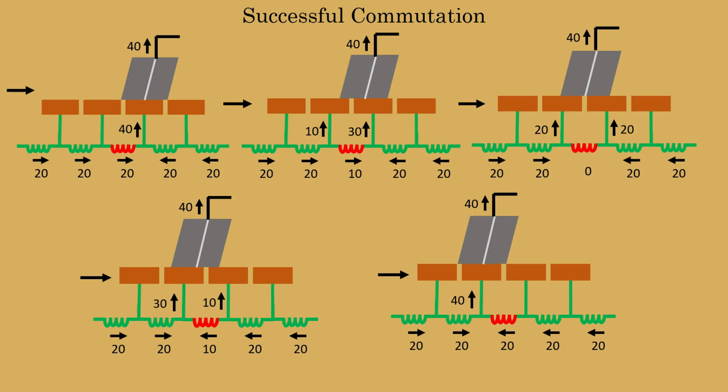Now, when the resistance from each circuit to the brush is equal, there's no current flowing in the coil under commutation. It is at that point that the brush has shorted out the coil.